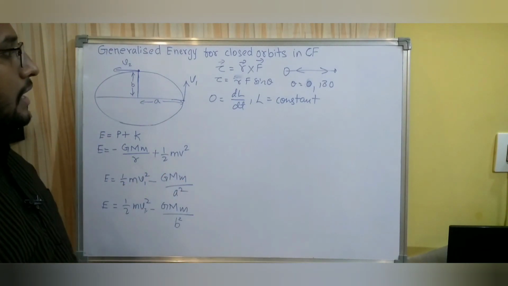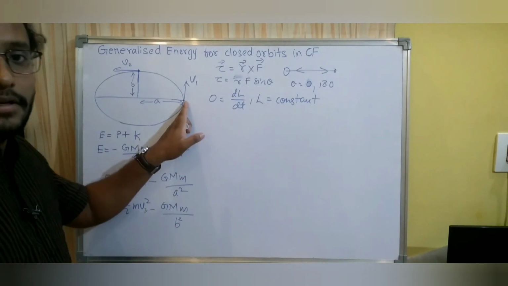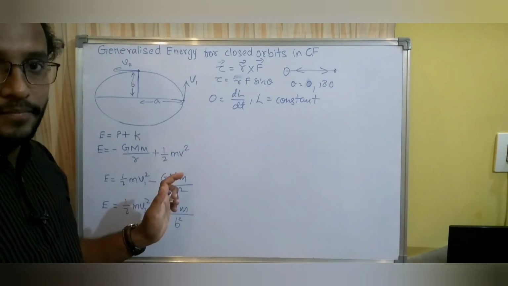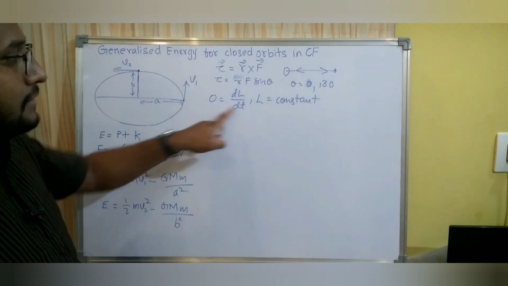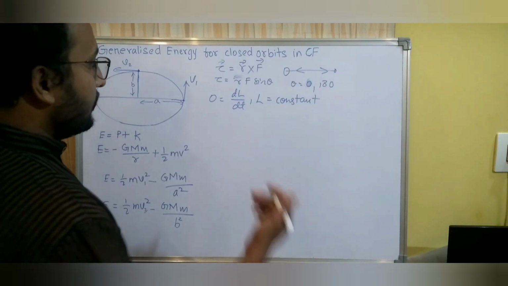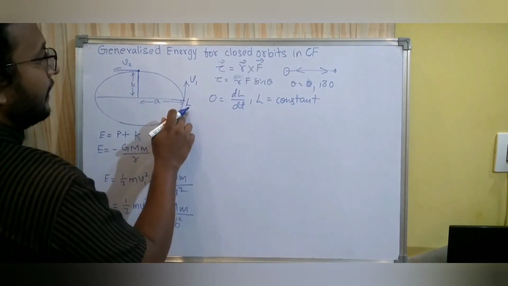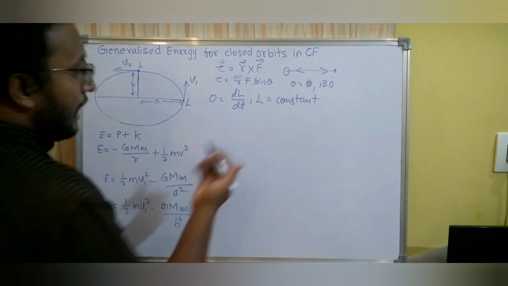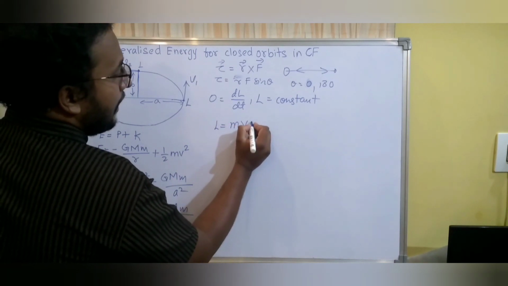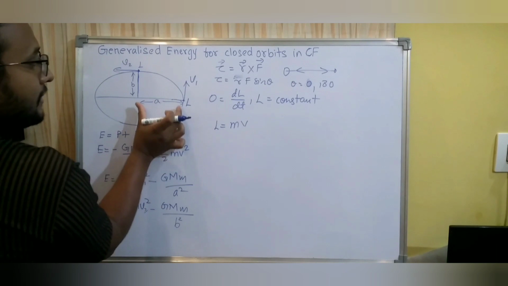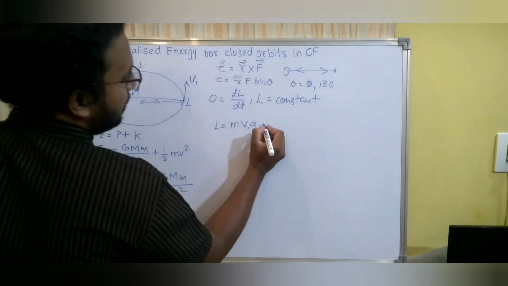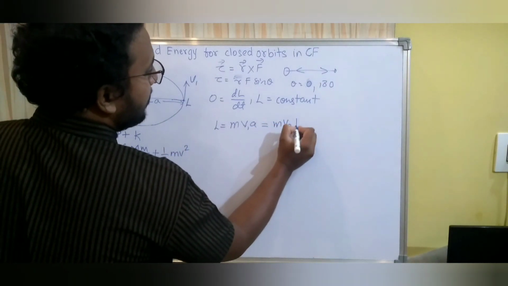For that, I put the condition that the angular momentum of the planet at this position and the angular momentum of the planet at this position must be the same. They are not going to change at all, because we know that torque is 0 and hence the angular momentum anywhere in the orbit is constant. So assume that the angular momentum is here and also here, and angular momentum is given by m, v and the distance. The distance at this position is a, and the velocity at this position for the planet is v1. So this must be equal to m, v2 and b.